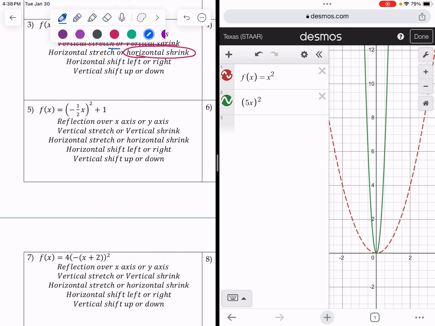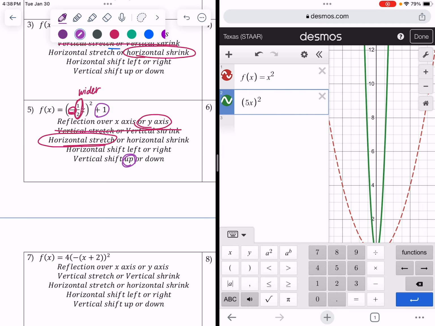Okay. On this next one, the negative is inside the parentheses, so that's the reflection over the y-axis. And then the 1/2 inside, it's a smaller number, so I know it's going to be wider. The smaller the number, the wider. And because it's inside, we know it's horizontal, and so a wider graph is a horizontal stretch. And then this +1 outside, that's the wrong color, moves up 1. Okay, and so when in doubt, we can graph this.